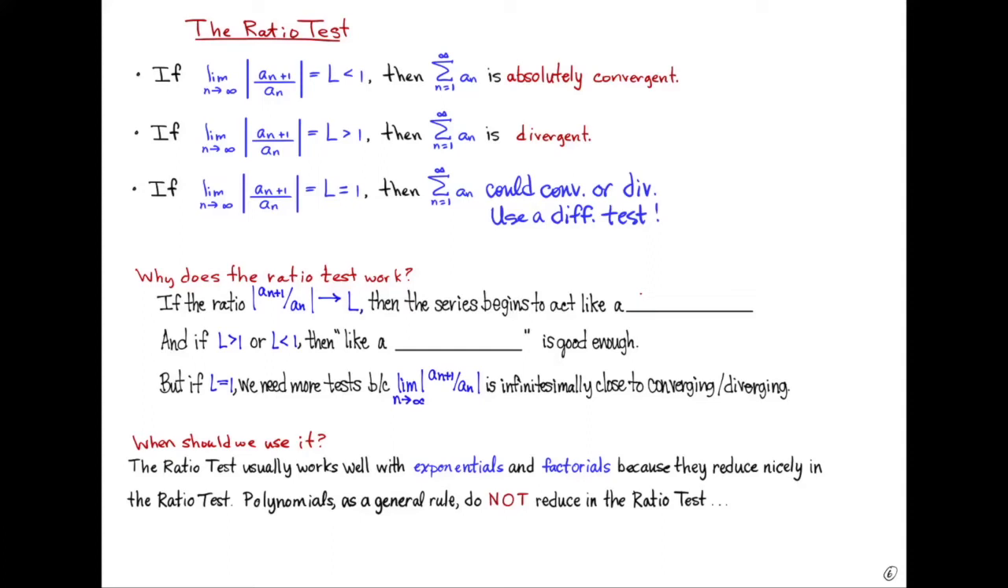And if the limit goes to a number greater than 1, then the series is divergent. And then the case where the limit goes to exactly 1, the series could converge or diverge, so it's inconclusive and you'd have to go back and use a different test.